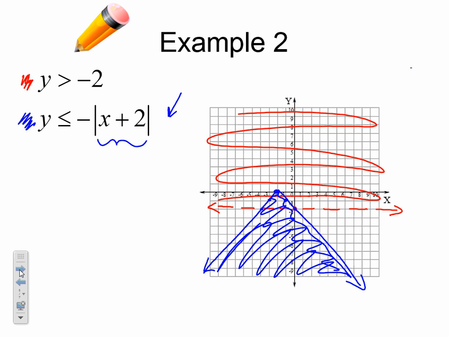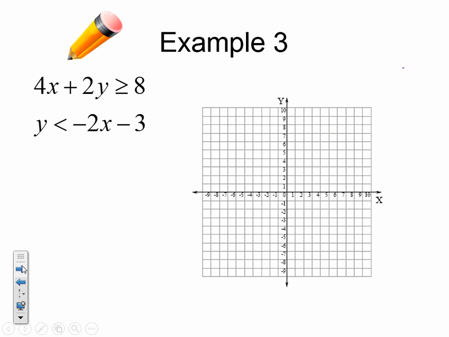And with that in mind, I should be thinking about where my shading overlapped and find a way to darken that, because this is my final solution region. It's where both types of shading occurred, my red pen and my blue pen. That is my final solution region. The points within that region work for both inequalities. Okay, let's try a third example.